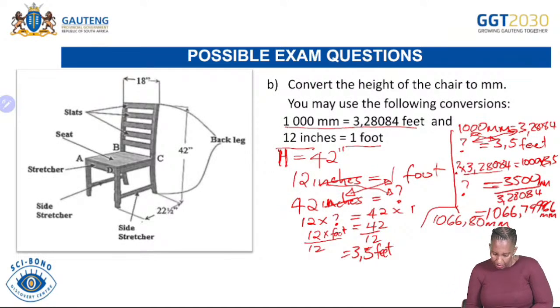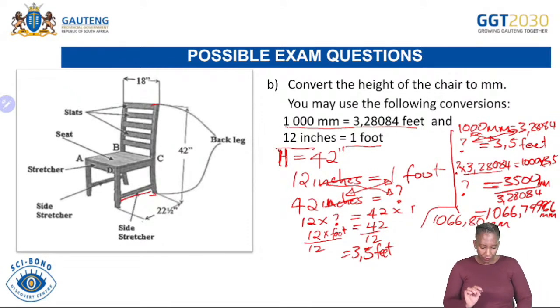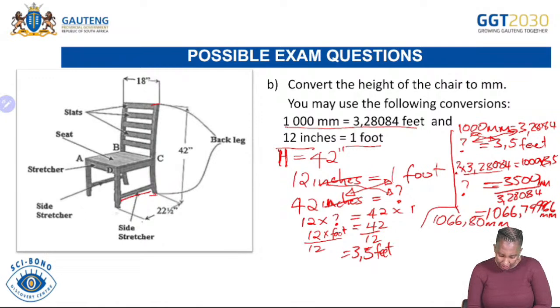Now, here, they show us the back leg. Here's the height of the back leg, as you can see there. And then they've shown us the stretcher. Here's the stretcher here. Now, boys and girls, you need to identify those parts. Now, these are the side stretchers. And then here is our stretcher right in front. And then we have a seat and a steps.